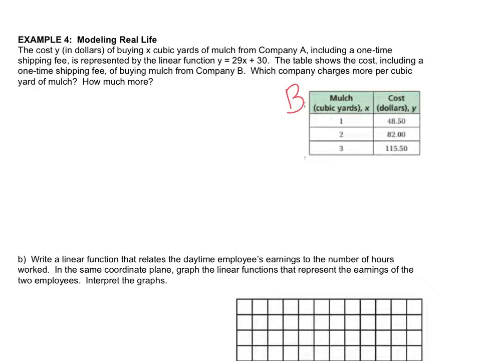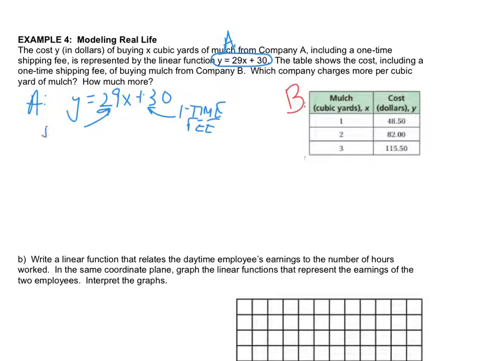So when I look at A, here's my Company A. They already gave us the equation right there. So for Company A, money per cubic yard, that's really going to be my slope, and the one-time fee would be the y-intercept, the 30. Dollars per cubic yard would be my slope, or the 29. So it's $29 per cubic yard.